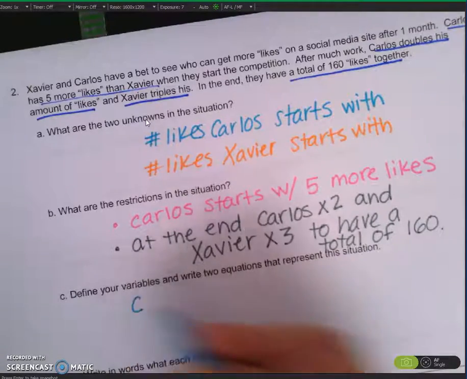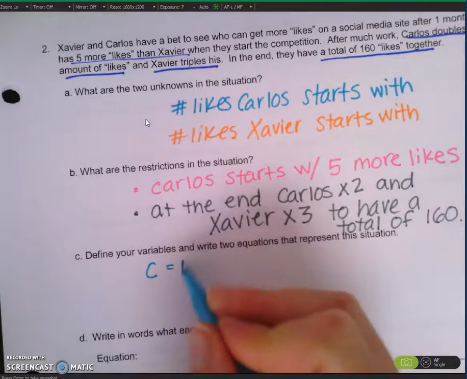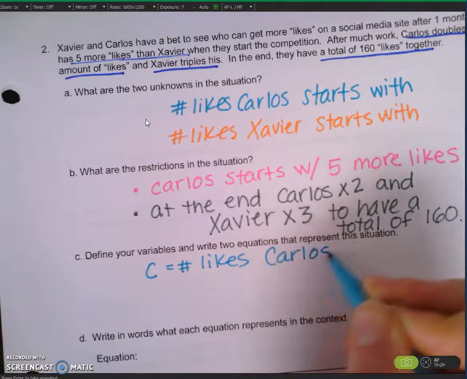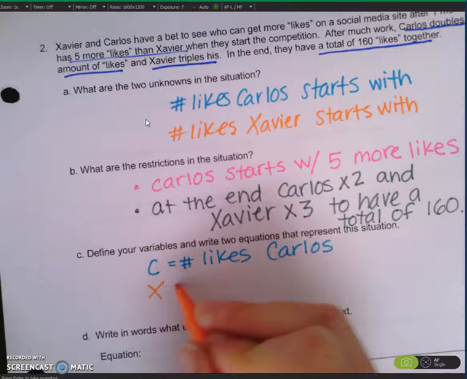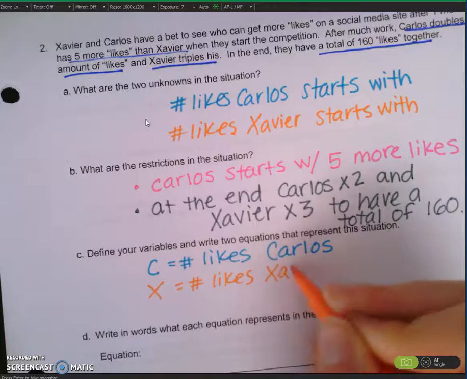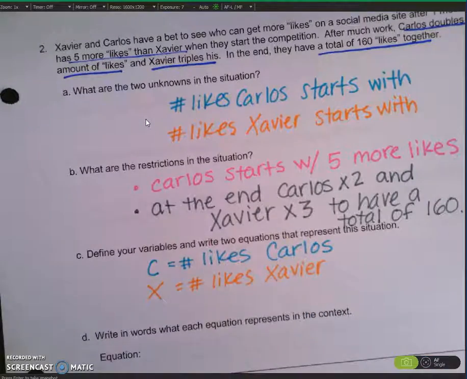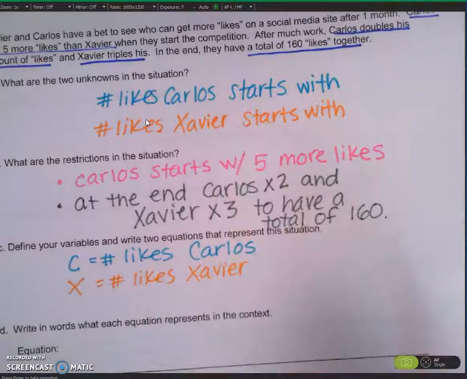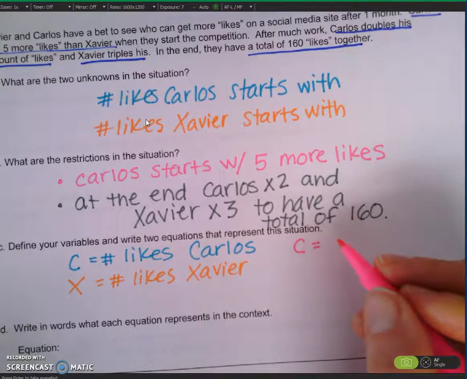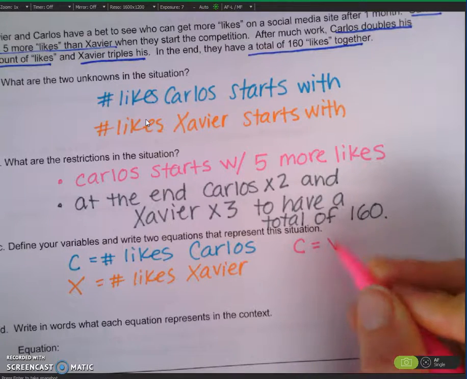Let's use C for number of likes Carlos starts with. And let's use X for number of likes Xavier starts with. So now I need two equations. Let's start with Carlos starts with 5 more likes. So who has more likes to start with? Carlos does. So C equals 5 more than Xavier, or it's equal to X plus 5.